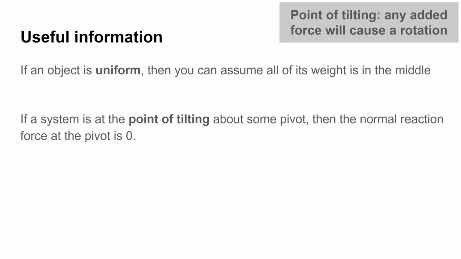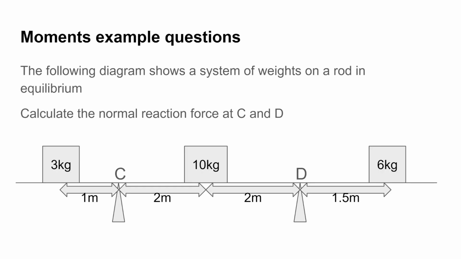If an object is uniform, you can assume all of its weight is directly in the middle. If a system is at the point of tilting, then the normal reaction force at the pivot is 0. That one's a bit more complicated. We'll get into an example later. Alright, starting with an example question.